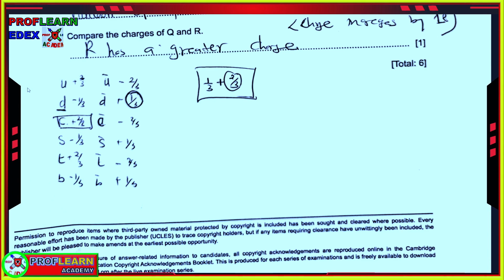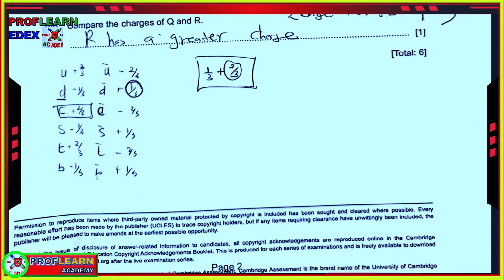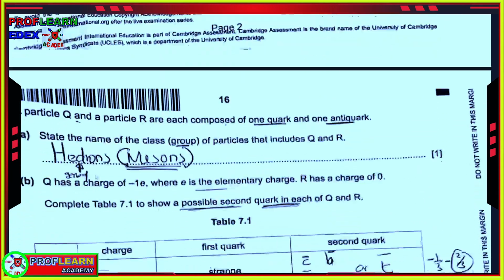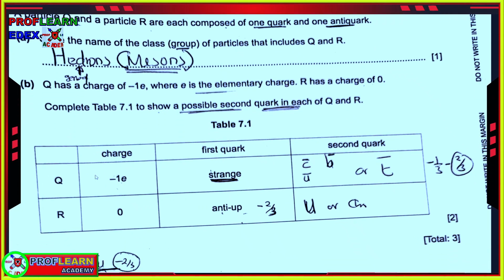So these are just the flavors, the 6 flavors of quarks: up, down, charm, strange, top and bottom, in that order, with the corresponding charges and antiquarks for that case. So that is one way the question can be asked. And then we have the second part here, whereby we are told to state the name of the group of particles that includes Q and R.